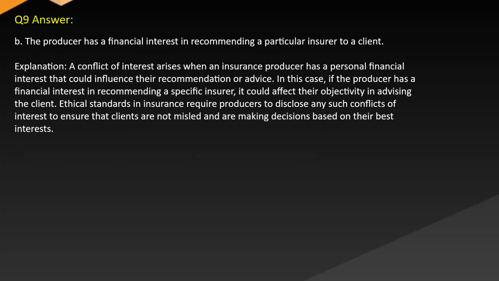Answer: B. The producer has a financial interest in recommending a particular insurer to a client. Explanation: a conflict of interest arises when an insurance producer has a personal financial interest that could influence their recommendation or advice. In this case, if the producer has a financial interest in recommending a specific insurer, it could affect their objectivity in advising the client. Ethical standards in insurance require producers to disclose any such conflicts of interest to ensure that clients are not misled and are making decisions based on their best interests.